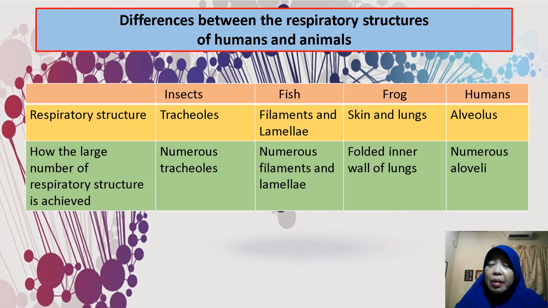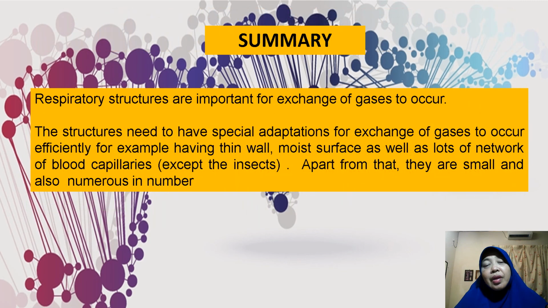As a conclusion, respiratory structures are important for the exchange of gases, but for this efficient gas exchange to occur, the structures need a number of adaptations. First, the wall needs to be thin, the surface needs to be moist, they are numerous in number, they can be found in lots and lots in the insect, in the fish, and so on, and they are also tiny in structure.